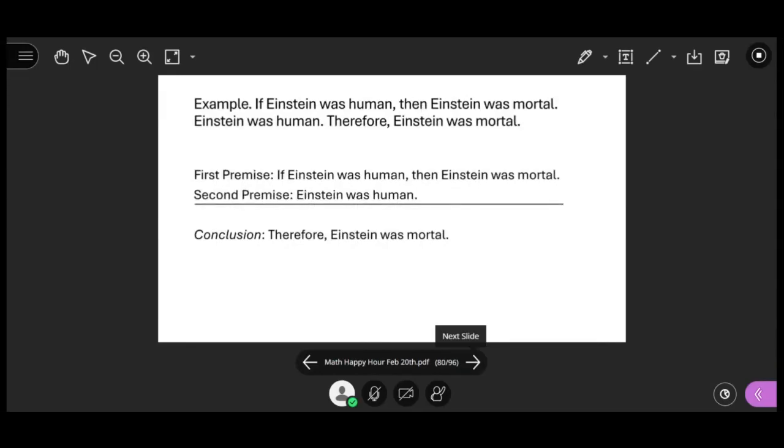Okay, so for example, if Einstein was human, then Einstein was mortal. Einstein was human, therefore Einstein was mortal. So my first premise is if Einstein was human, then Einstein was mortal. The second premise is Einstein was human. Conclusion, therefore Einstein was mortal.